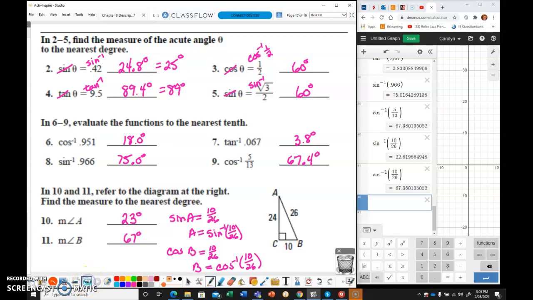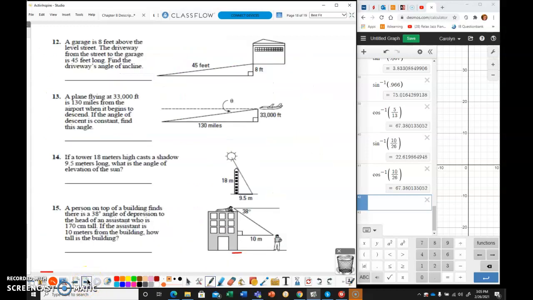All right. And then these are the last ones we're going to be practicing. And each one of them has a diagram, so it should be easier. We don't have to draw it in. And they've labeled all the parts. We just got to figure out what we're missing and then what ratio to use.